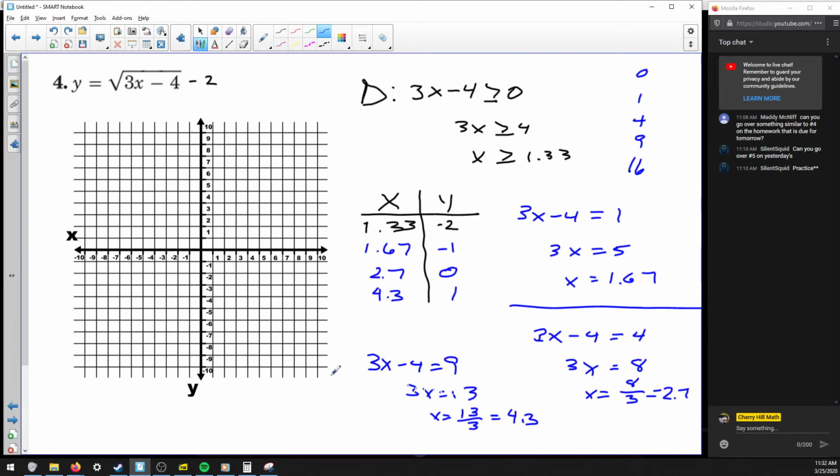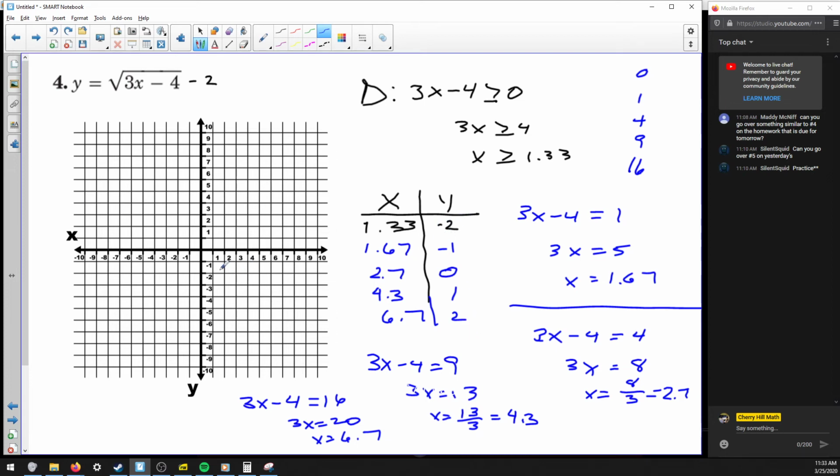And then I'll do the same thing with 16. I'm running out of space, so I'll squeeze it in down here. It equals 16. If I add the 4 over, that's 20. And then if I divide both sides by 3, it looks like I get 6.7, I think. So if I plug in 6.7, I'm going to get the square root of 16, which is 4. 4 minus 2, well, that's 2. So that's my table. And again, if you take a look at my list here, it looks like it's starting at -2 and going up from there, but let's graph it and we'll confirm.